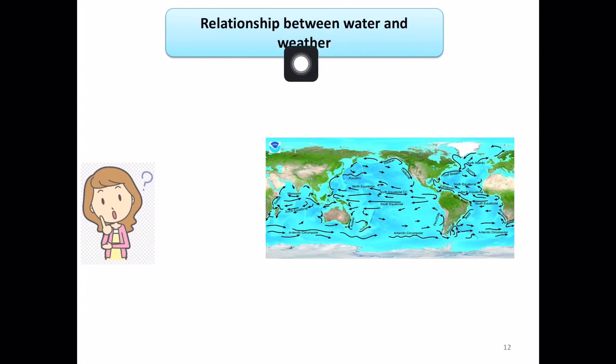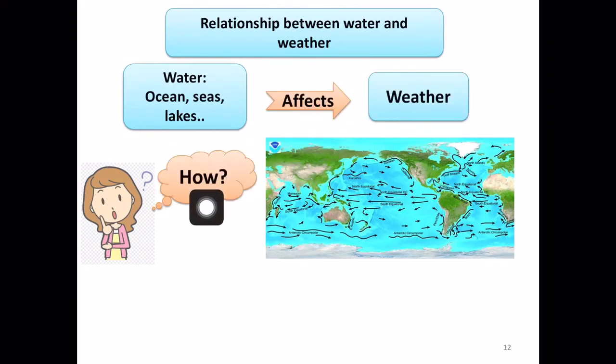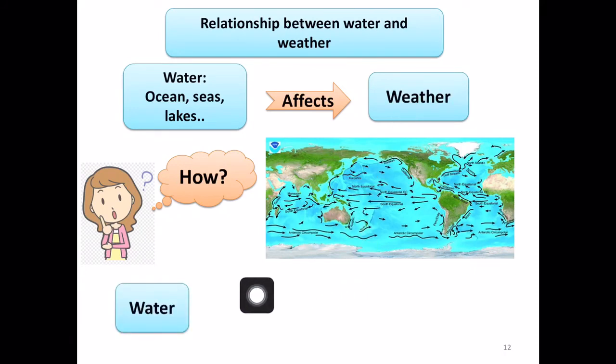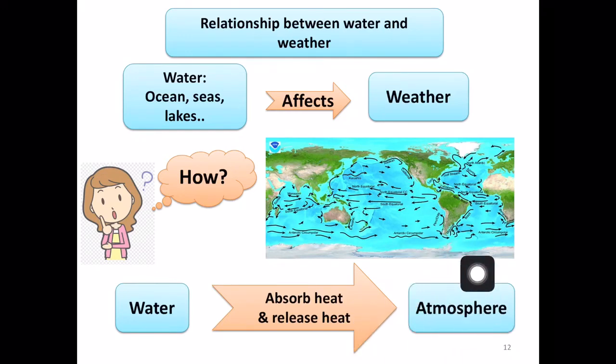Now, there is a relationship between water and weather. There are different kinds of bodies of water like oceans, seas, and lakes, and they all affect the weather. How? How do these bodies of water affect the weather? Well, different kinds of water can absorb heat, and they can release heat into the atmosphere. So different kinds of water, what can they do? They can absorb heat and release heat. They can take heat in and then give heat out back into the atmosphere.